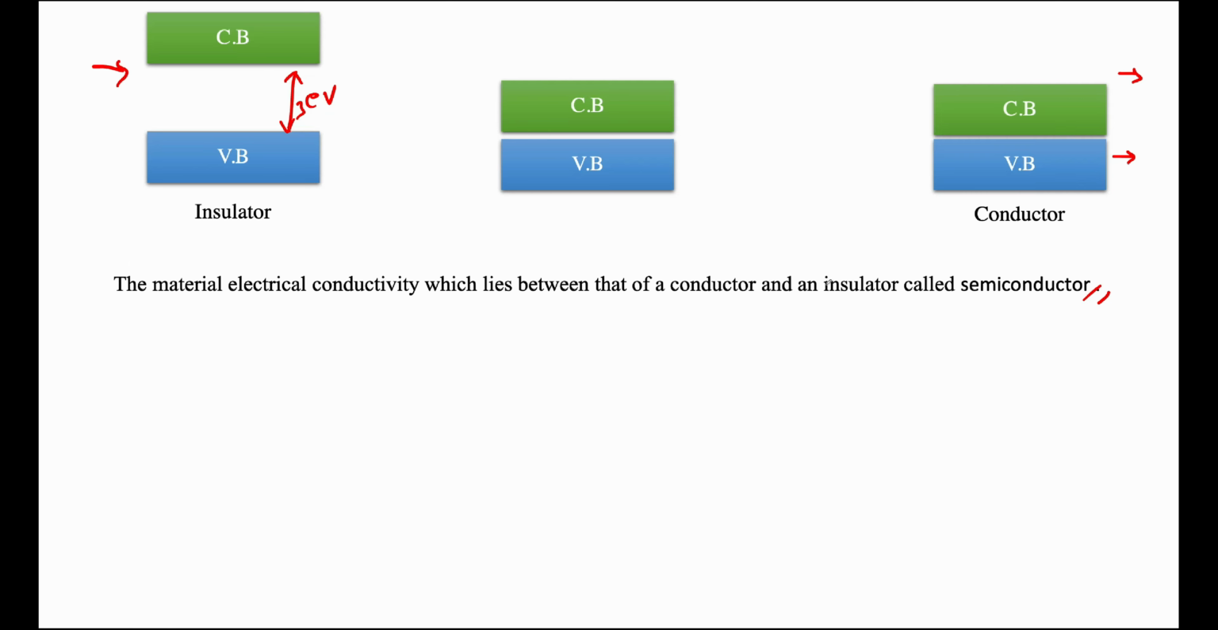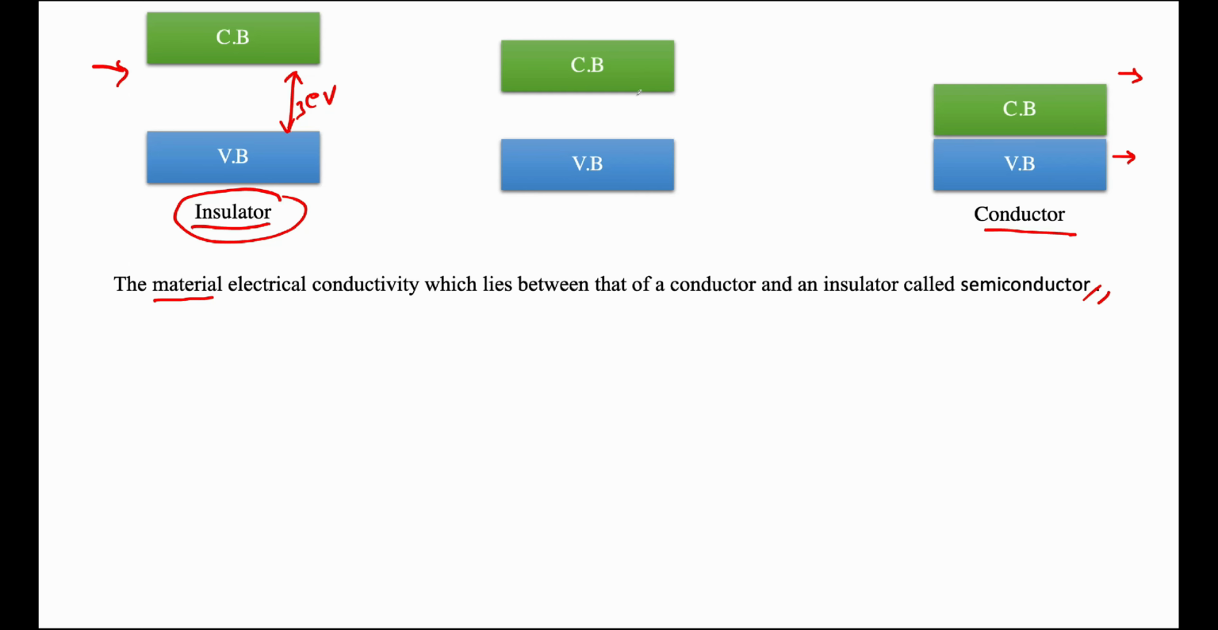Now what is a semiconductor? As we can see in the definition, the material lies in between insulator and conductor. That means at zero temperature, this semiconducting material acts as an insulating material, because the energy gap between conduction band and valence band is large, so electrons are not able to transfer from valence band to conduction band. Due to this reason, the material acts as an insulator.